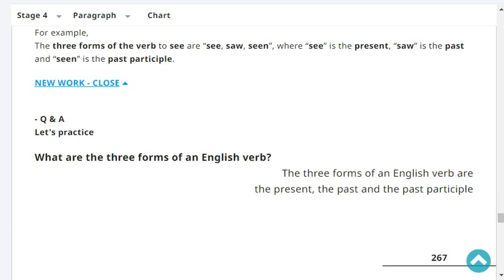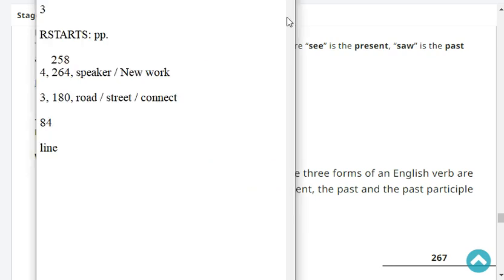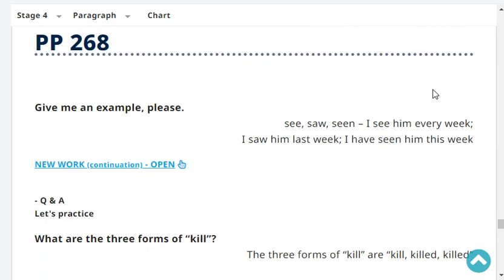The three forms of the English verb are the present, the past, and the past participle. Very good. Give me an example, please.